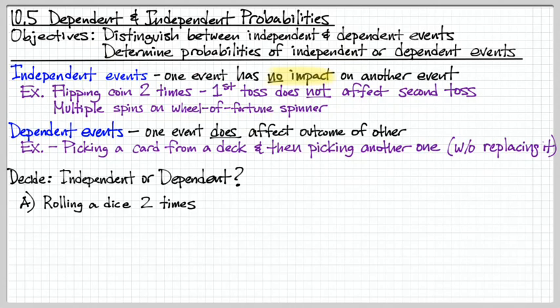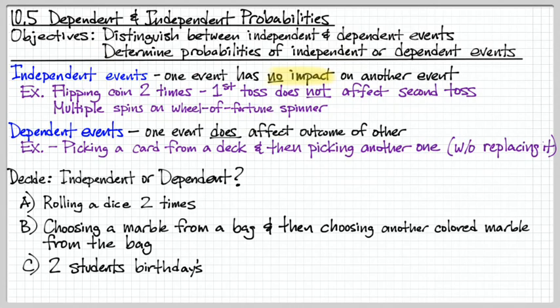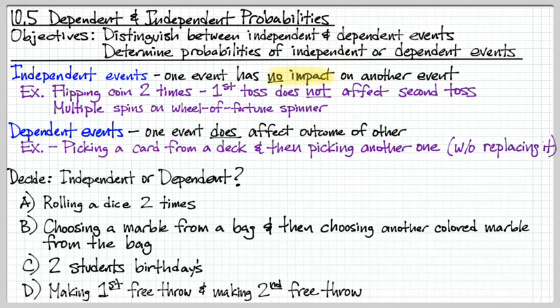So here are some following ones. Why don't you decide if they are dependent or independent, and then I'll talk about it. So stop the video, think about it, and I'll talk about it right now. Rolling a dice 2 times, independent. First one does not affect the second throw.